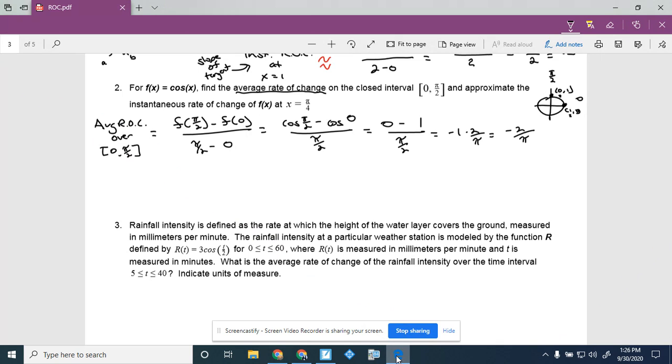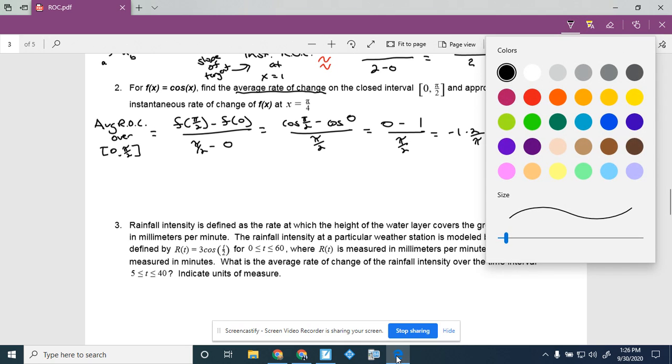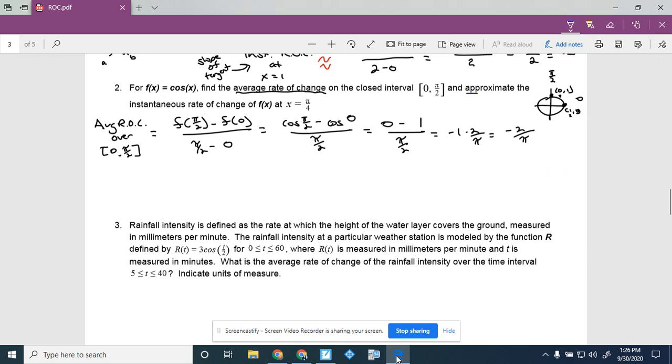So now let's get to the next part, which is a real good question, which is approximate the instantaneous rate of change. So we'll do that maybe in blue. So approximate, but then again, the instantaneous rate of change. So this is different in that I don't have a table to approximate. So how would I find the instantaneous rate of change?